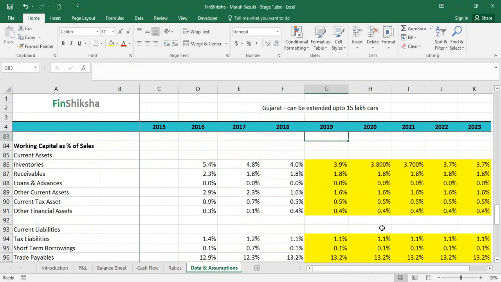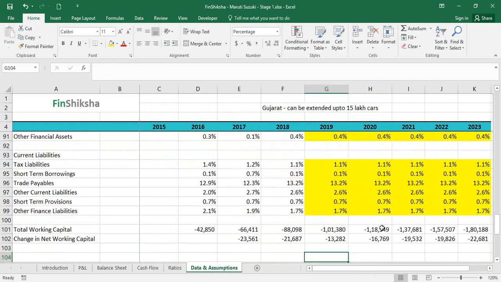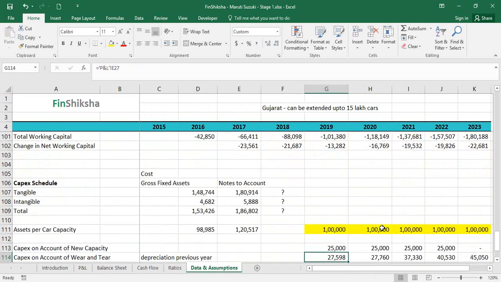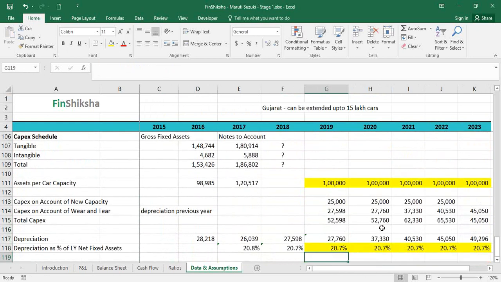With the kind of clout, pricing power, and market share that they have, they should be fairly comfortable trying to get these numbers in future. I think CapEx-wise, we are fine. Broadly, it looks okay in terms of what depreciation is and what CapEx is.